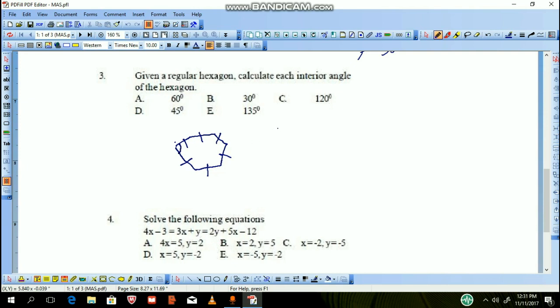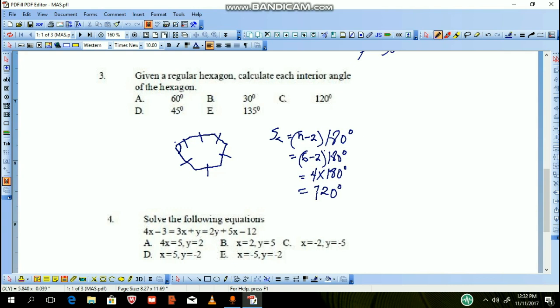Now, if I want to get the total sum of the angles in any n-sided polygon, that would be (n minus 2) times 180 degrees. That is the formula. So in this case, how many sides is a hexagon? It's 6-sided. So I'll have (6 minus 2) times 180. 6 minus 2 is 4. Then I'll have 4 times 180, which will be 720 degrees. So I've got 720 degrees as the total sum.